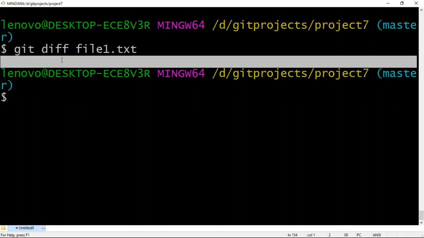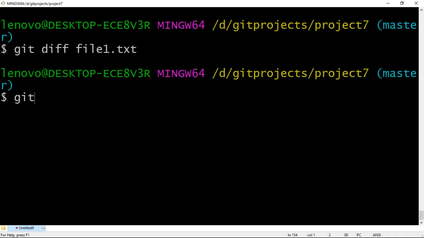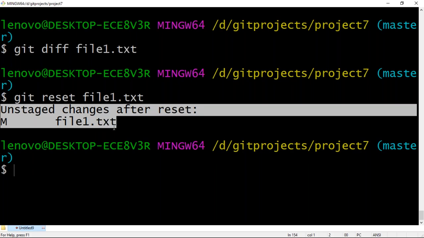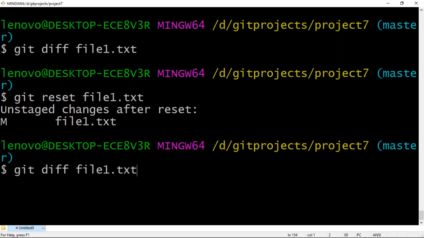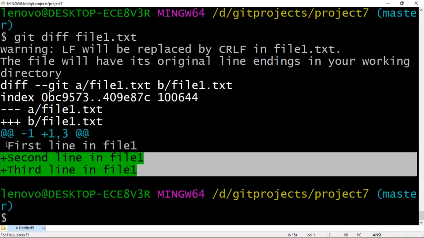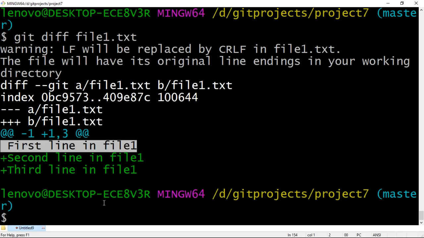But I don't want to commit. So now I have to discard changes from the staging area and from the working directory. In the working directory I want the first line only, not the second and third lines. What do I have to use? git reset file1.txt. That's all. Now the changes are removed from the staging area. Where is the proof? git diff file1.txt. These 2 extra lines are in the working directory, but the staging area contains only this line. Any doubt?